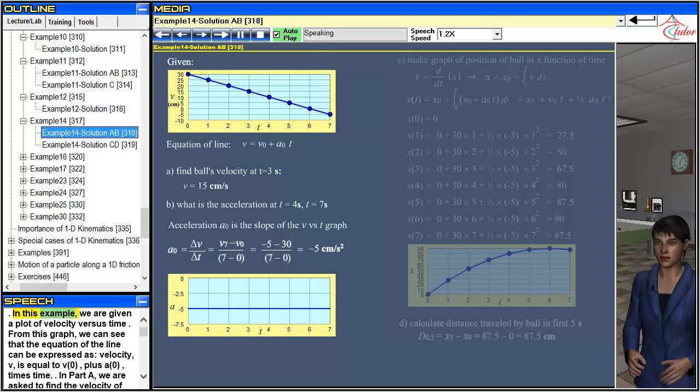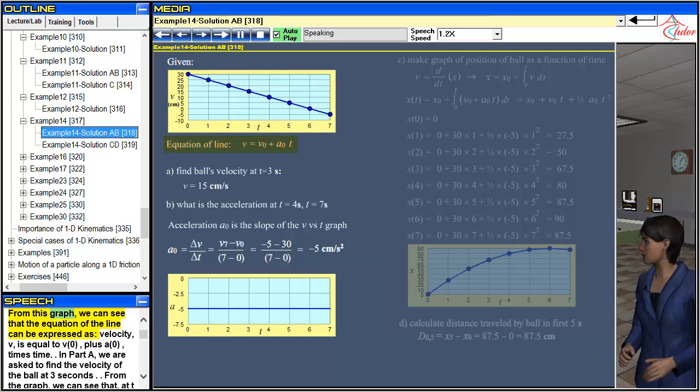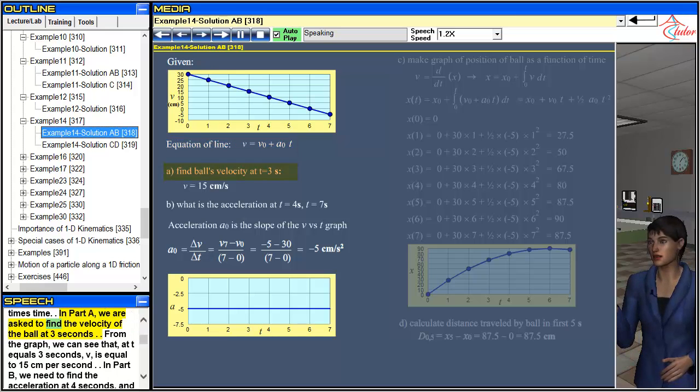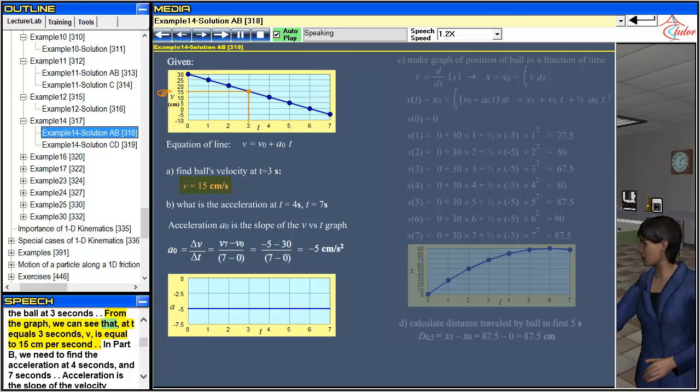In this example, we are given a plot of velocity versus time. From this graph, we can see that the equation of the line can be expressed as velocity, v, is equal to the velocity at time 0, plus the acceleration at time 0, times time. In part A, we are asked to find the velocity of the ball at 3 seconds. From the graph, we can see that, at t equals 3 seconds, v is equal to 15 centimeters per second.